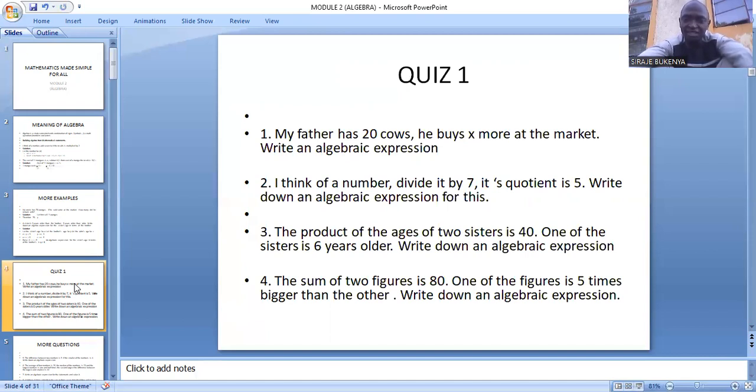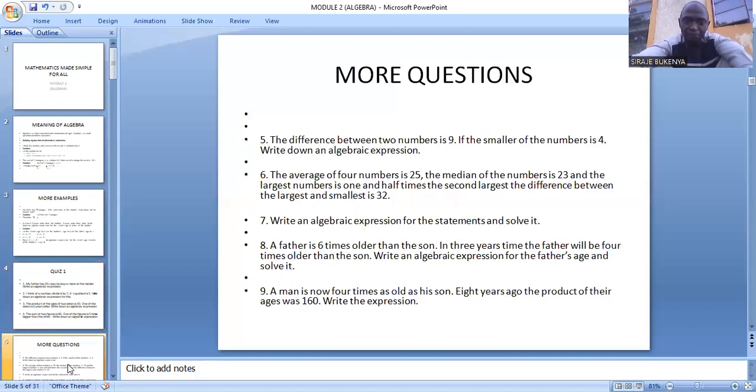The sum of 2 figures is 80. One of the figures is 5 times bigger than the other. Write down an algebraic expression for this. So in these questions, they want you to derive meanings of product, sum, difference, quotient, to get the meanings of those. That is basically what is in these questions. You can try more questions.